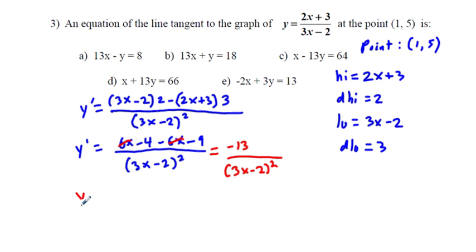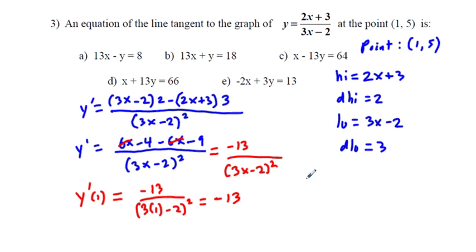And then we're going to find y prime of 1, putting in 1, so we have negative 13 in the numerator, and we plug in 1 for x, so the denominator is 3 times 1 minus 2, quantity squared. 3 minus 2 is 1, squared is 1, so we have negative 13.